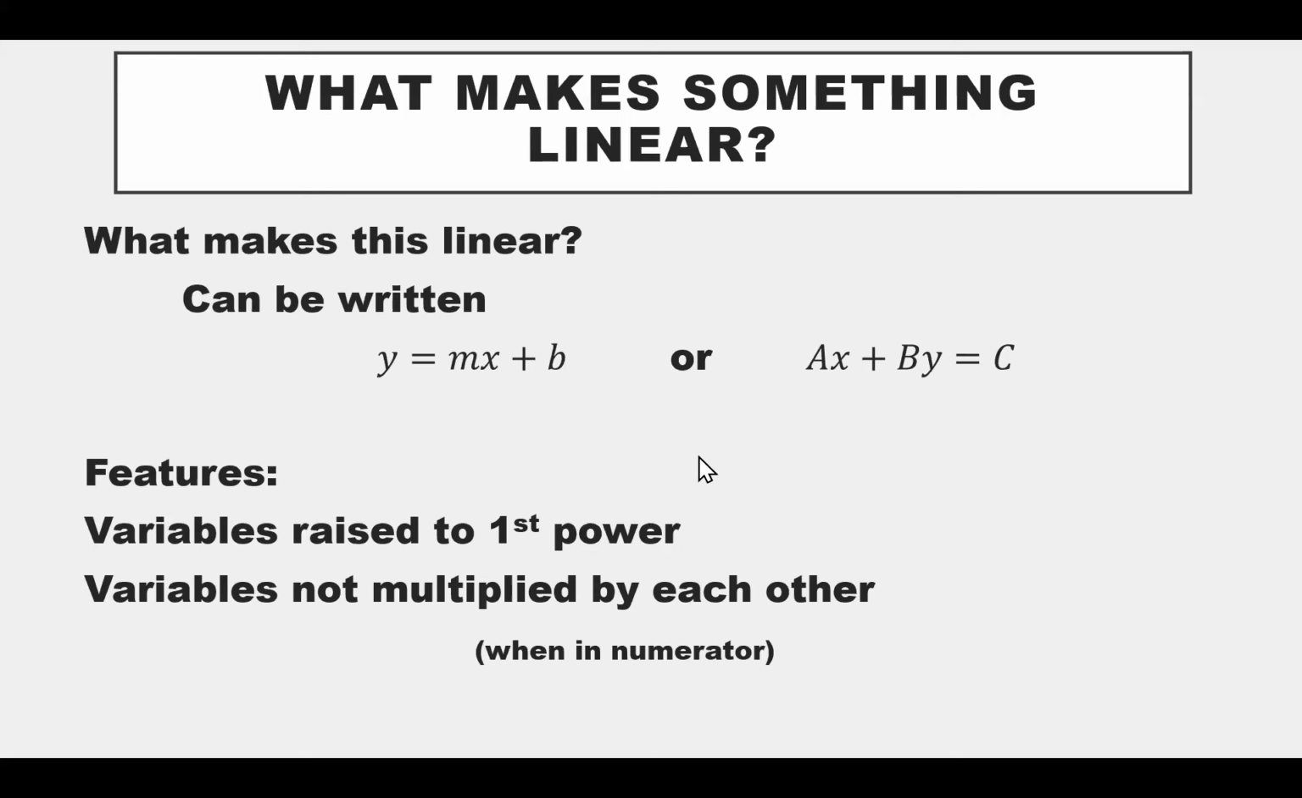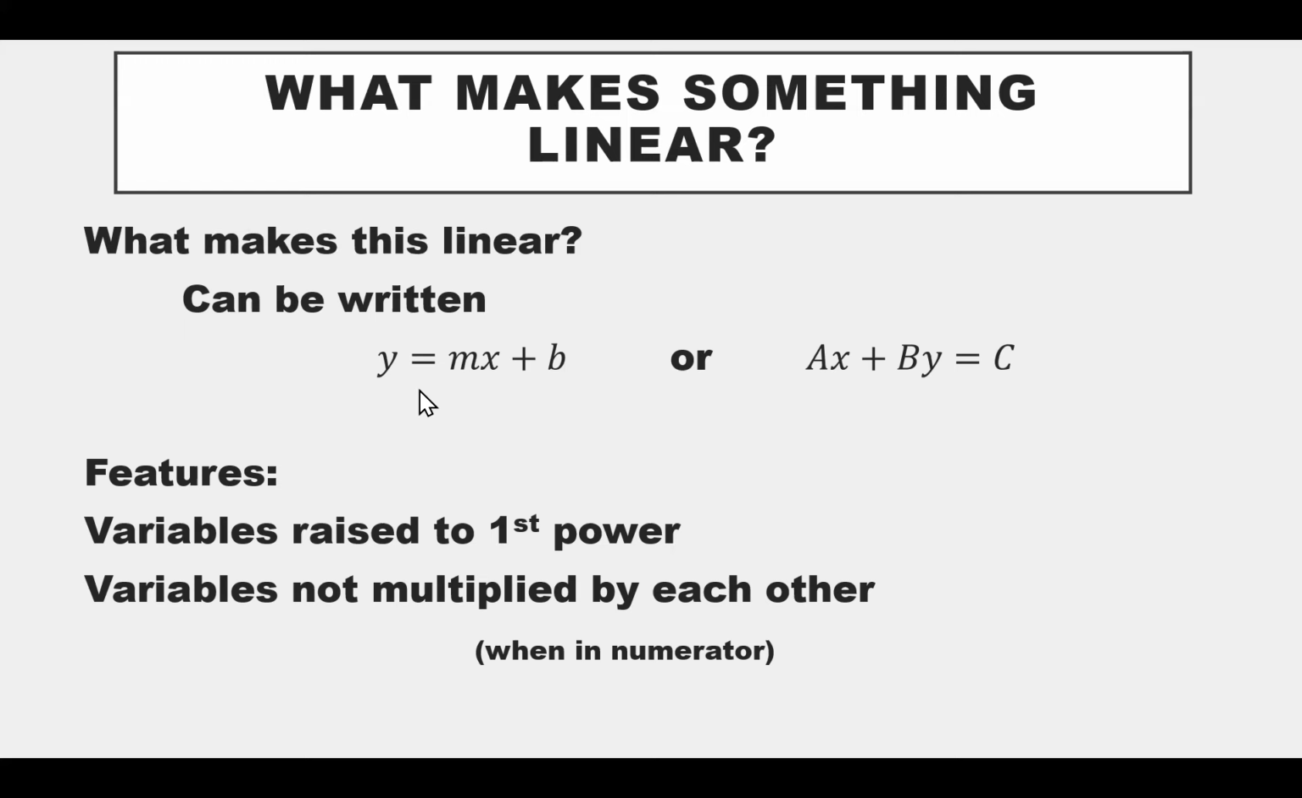Now let's start out by asking ourselves what makes something linear? Well, there's a couple of ways to go about this. One thing that we can do is we can say a linear function can always be written this way: y equals mx plus b. Or we could say a linear equation can always be written this way: a times x plus b times y equals c. These are very common equations for linear equations.